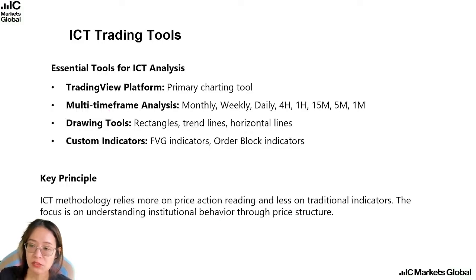Okay, for multi-time frame analysis, you can do monthly, weekly, daily, H4, H1, M15, even M1 or M5 to get the entry. You can draw rectangles, trend lines or horizontal lines to find the level. Custom indicators: on MT4 and MT5 they might have an FVG indicator or order block indicator, so you need to go on the MQL file, I think, to download the indicator, but I personally don't use that.